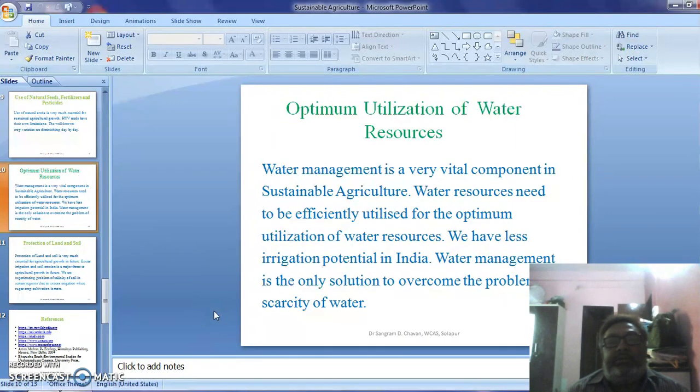Water management is a very vital component in sustainable agriculture. Water resources need to be efficiently utilized for optimum utilization. We have less irrigation potential in India. Approximately, only 36% of our land is under irrigation. Therefore, water management is the only solution to overcome the problem of scarcity of water.